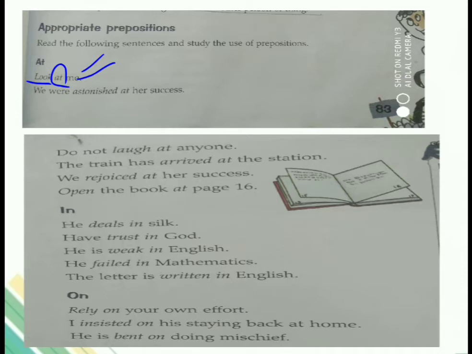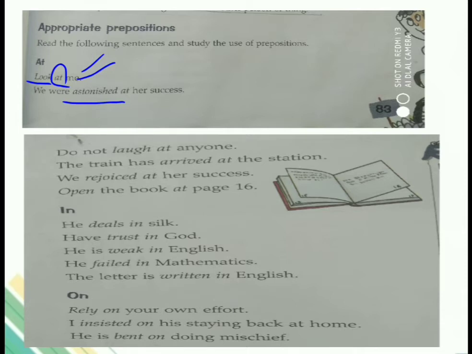So look at is often or mostly used. With look you will have the preposition at. Look at the book. Look at the book and read. This is the correct way to say. We were astonished. We were surprised. At what? For what you are surprised? For her success. Right? So you are surprised at her success. We are astonished means surprise. So with astonished also, at is the preposition that goes.